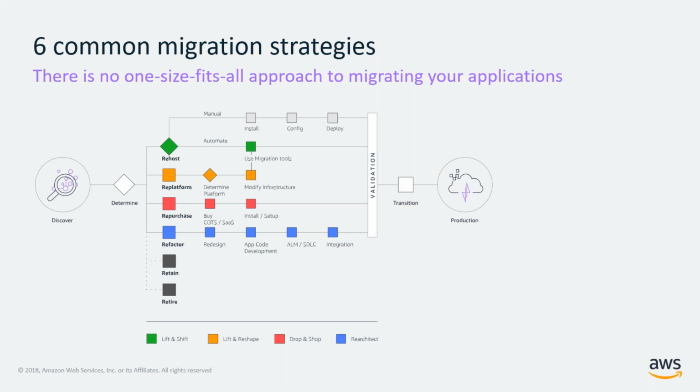It's the same OS, it's the same application platform. You're just lifting and shifting servers from your on-prem environment to the cloud. And you can do that manually by reinstalling the stack, or you can do that using some kind of automation tool like AWS Server Migration Service.